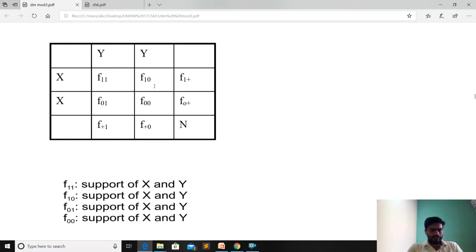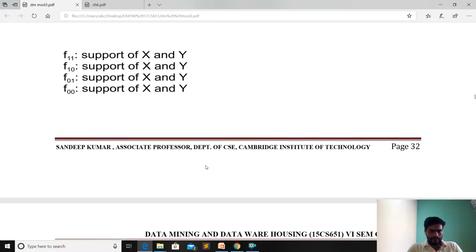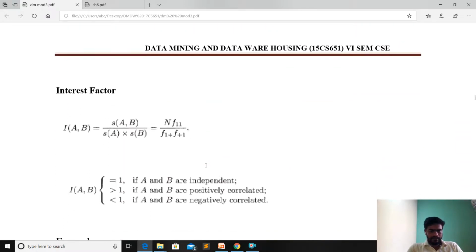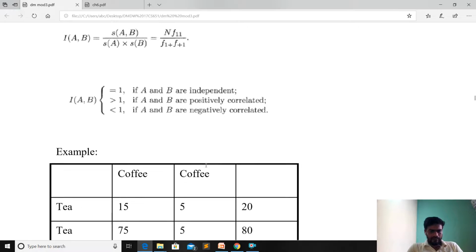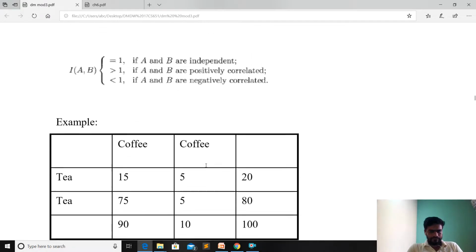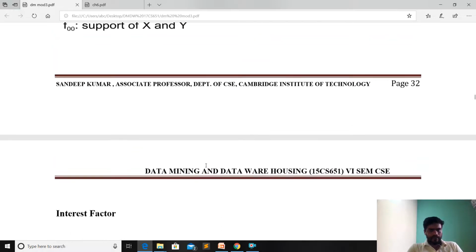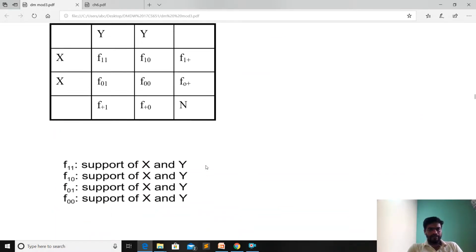F of 1 0 is a support of x and support of y. F of 0 1 is also a support of x and y. F of 0 0 is also support of x and support of y. Then what is f of 1 plus and f of 0 plus? F of 1 plus will give you the total of x or y. So, that is the interestingness factor.